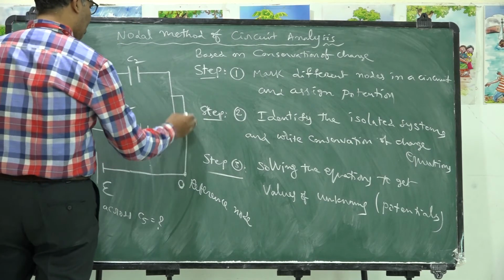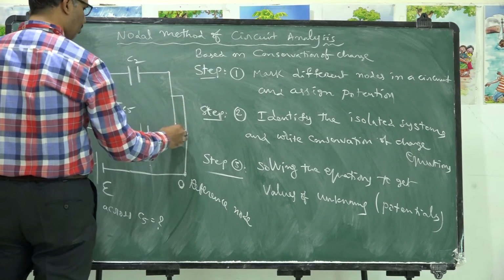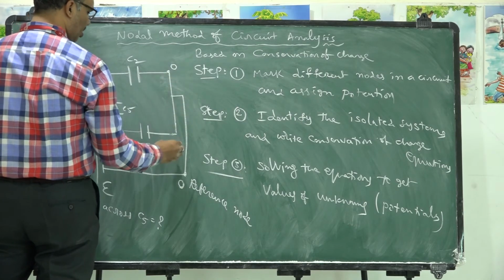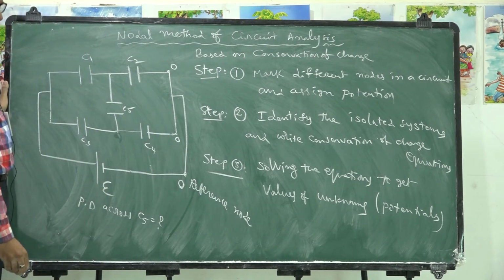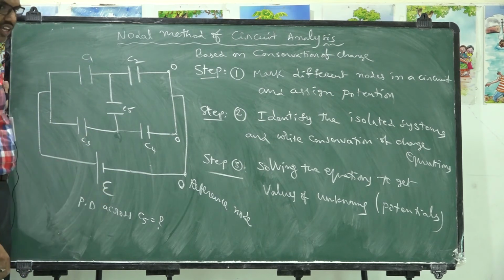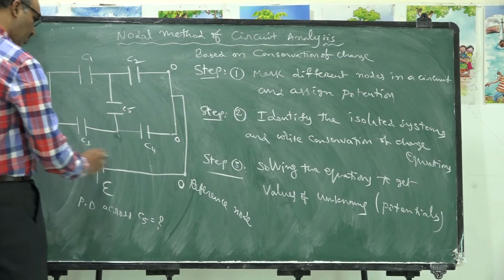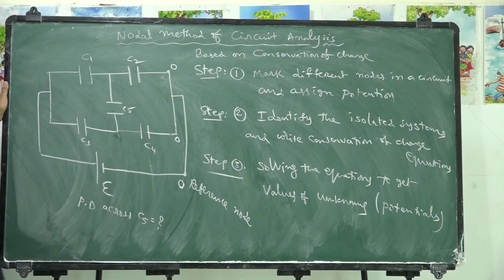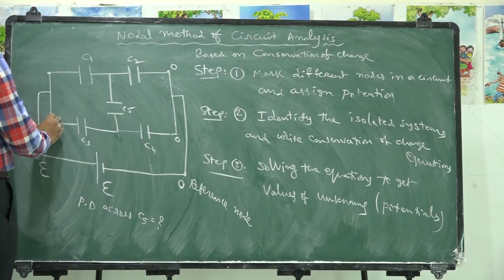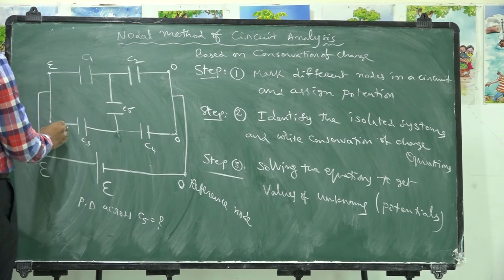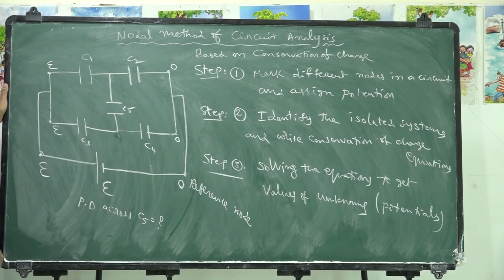No circuit element is available till this point. So here also potential is 0, here also potential is 0. Battery provides a potential difference of E. Therefore, between these 2 terminals, the potential difference must be E. Definitely, the potential at this point should be E. As no circuit element is available, here also EMF or potential is E.